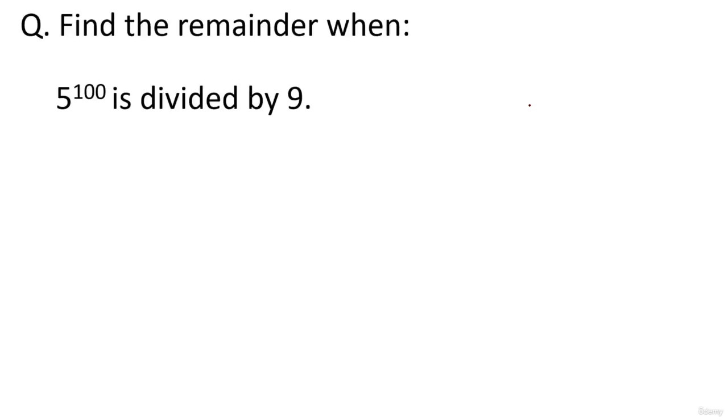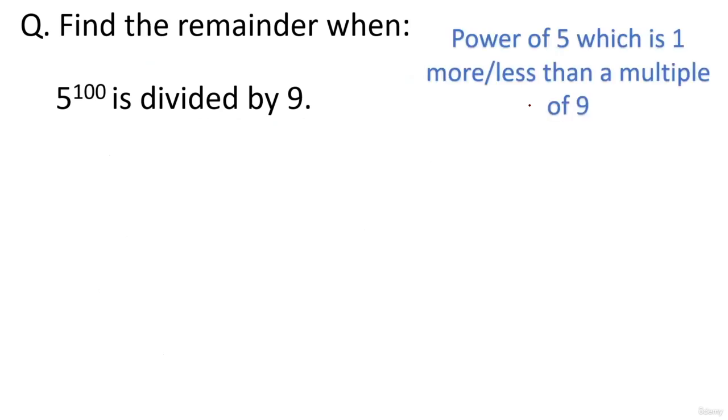आगे बढ़ते हैं. Find the remainder when 5 raised to 100 is divided by 9. Again, what we do is, guys, we find the power of 5 which is 1 more or 1 less than a multiple of 9. ये हम कैसे देखेंगे? 5 raised to 1 जो होता है, guys, वो 5 ही होता है. Not 1 less than a multiple of 9, not 1 more. तो ये नहीं चलेगा. 5 square is 25, guys. 25 वैसे 27 के पास में है, but not 1 less, right?